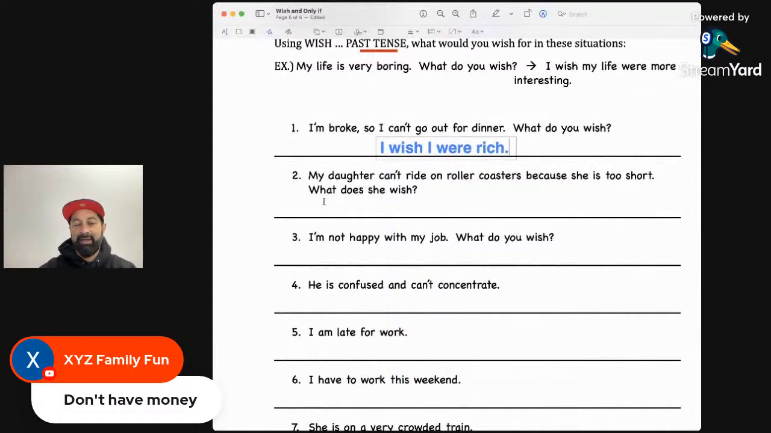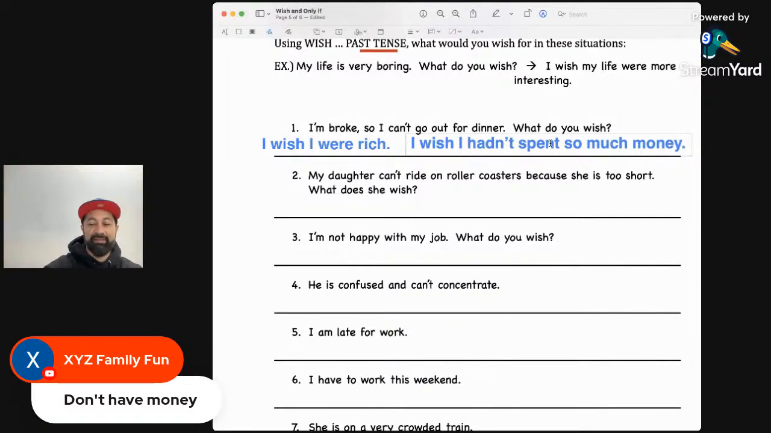All right. So here, in this situation, you either want to change the reality, so we use past tense, or if you want to change something you did in the past, then we can use past perfect. So for instance, this is, I want to change my reality. I want to change the fact. If I want to change a past action, I would say, I wish I hadn't spent so much money. So here we have one with just past tense, one with past perfect.